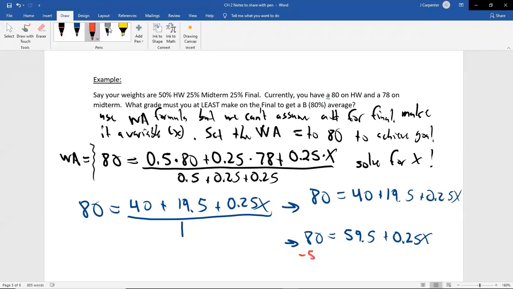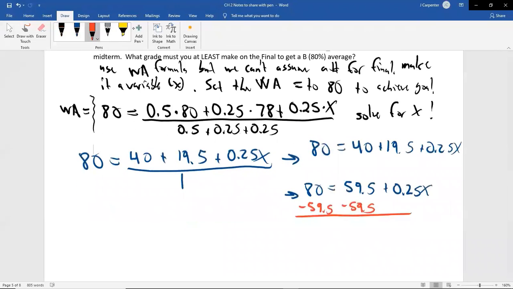This needs to be subtracted, so we subtract 59.5 on both sides. Again, you can use your calculators to confirm these numbers on your own time, but 80 minus 59.5, that's going to be 20.5. I get 20.5 equals 0.25x. Doesn't matter, that's a decimal, just divide both sides by 0.25.